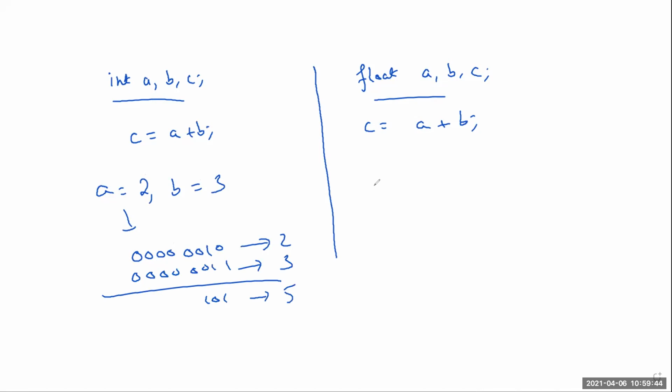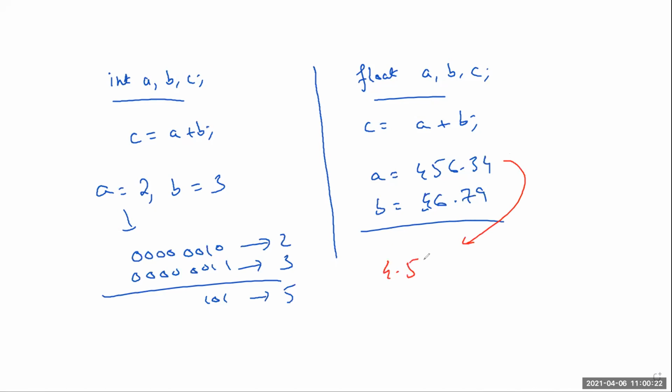On the other hand, suppose A is 456.34 and B is say 56.79. How real numbers, or we should not call them real numbers, maybe how floats are represented in the memory, right? They are not represented like integers. They are represented in a different way. If you remember some school level arithmetic book, you must have seen the scientific notation of representing a number. For example, this number can be written as 4.5634 into 10 raised to power 2.